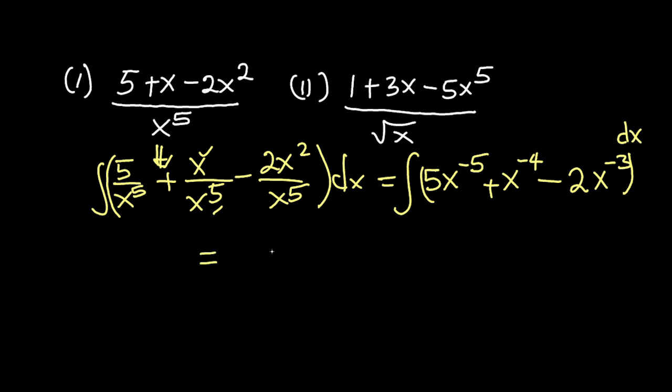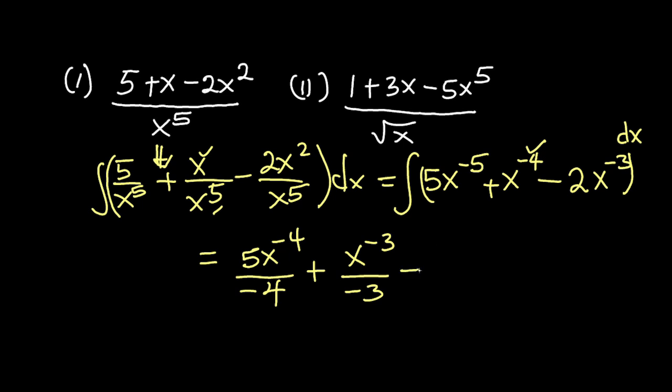So then we can now begin to do the integration of each of the items. So this will be 5 x to the power minus 5 plus 1, that's minus 4, over minus 4. Then plus this one, minus 4 plus 1, that's x to the power minus 3 over minus 3. Then minus, minus 3 plus 1, that's x to the power minus 2 over minus 2, and then plus the constant of integration. That's what we have there.